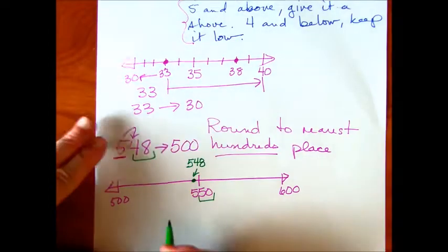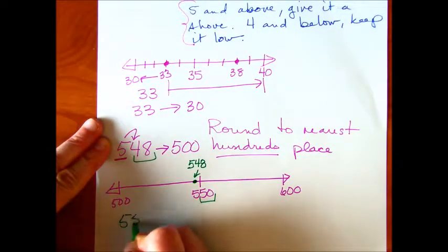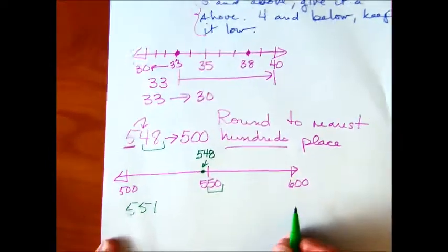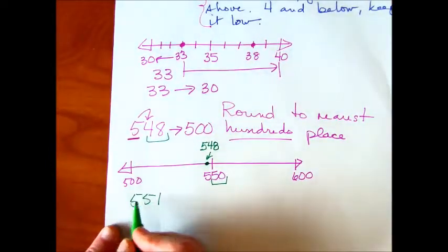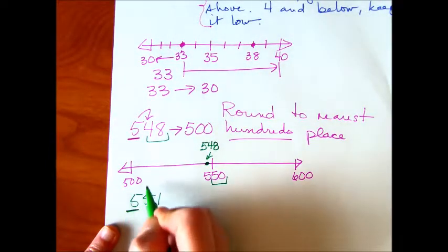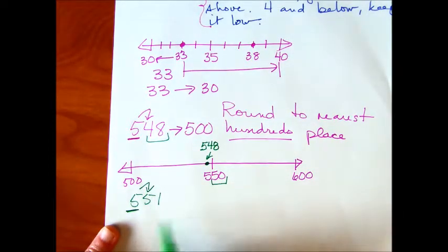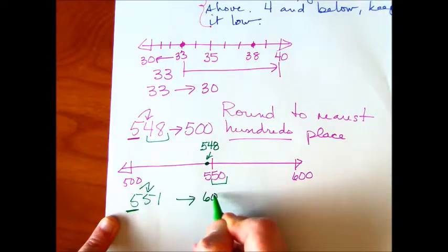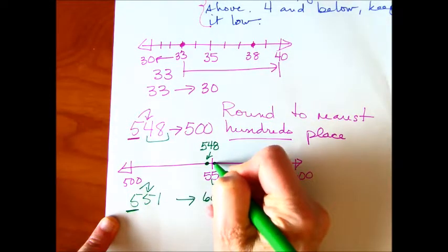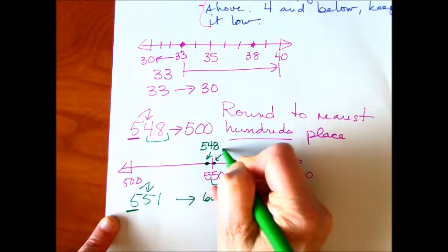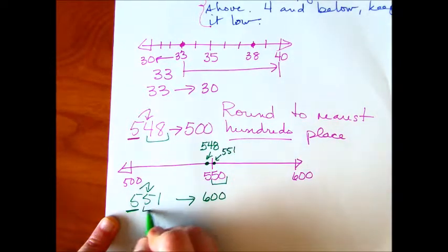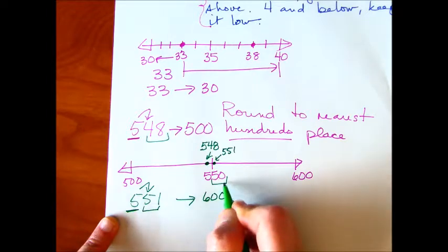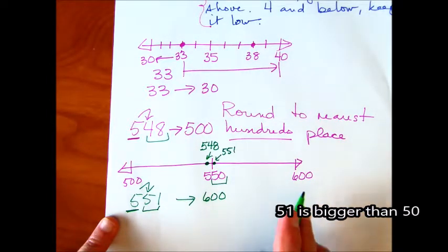Now let's say we had the number 551. Okay, again, we're rounding to the nearest hundreds place. We look next door to the right. 5 definitely will move that to a 6, so this would become 600. And this number would be even closer. Okay, this number, 51, is bigger than 50, so it's clearly going to be rounded to 600.